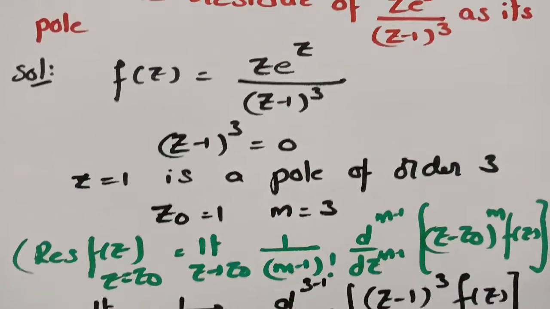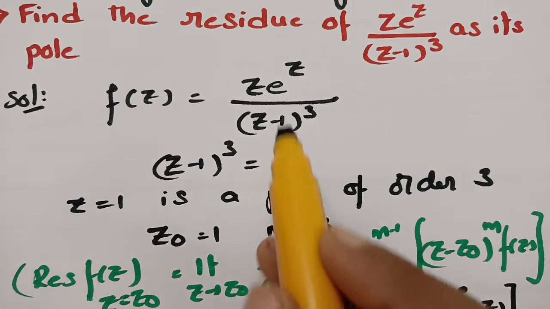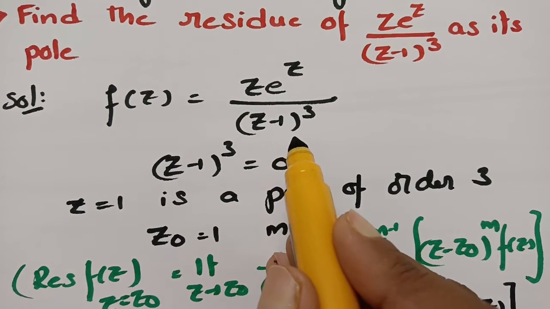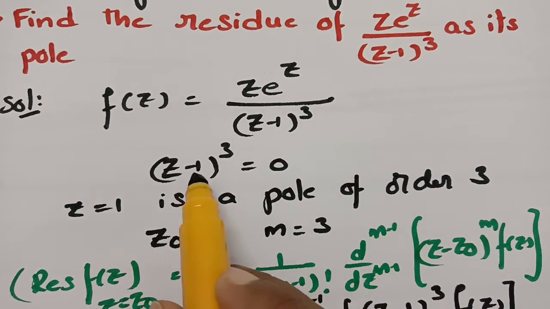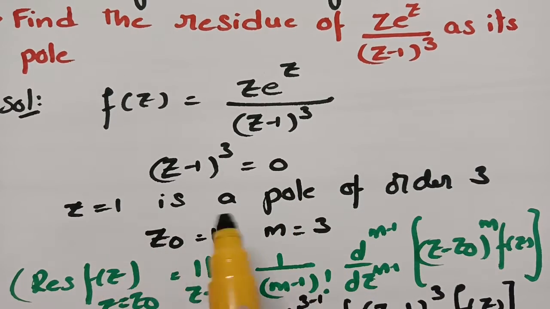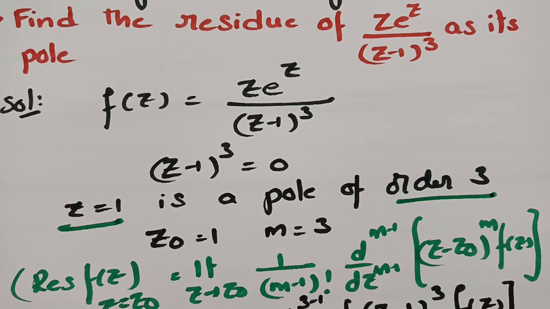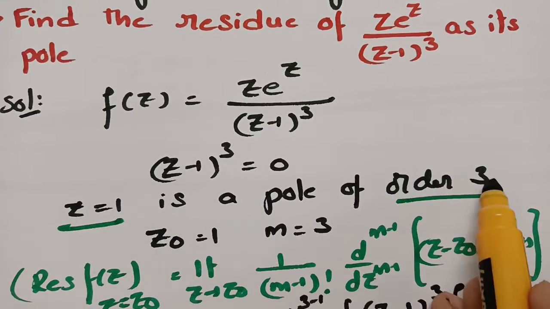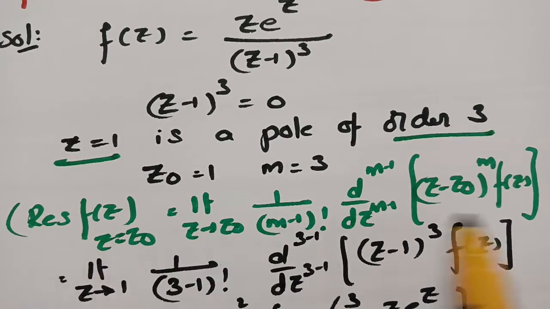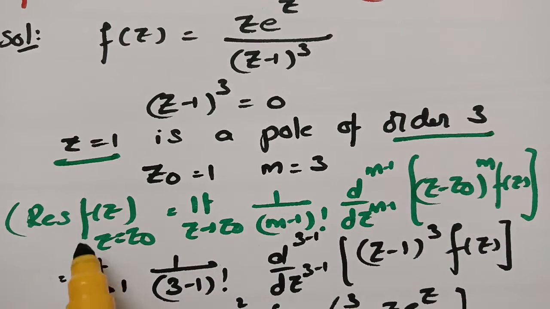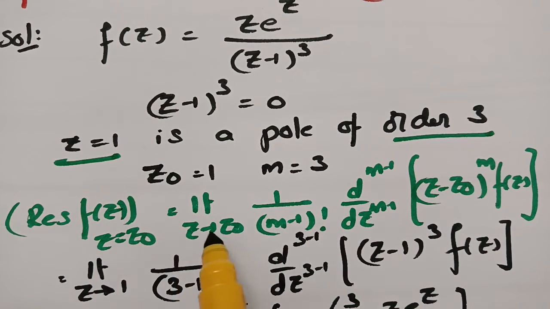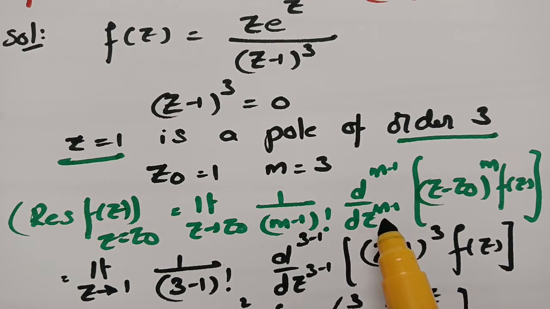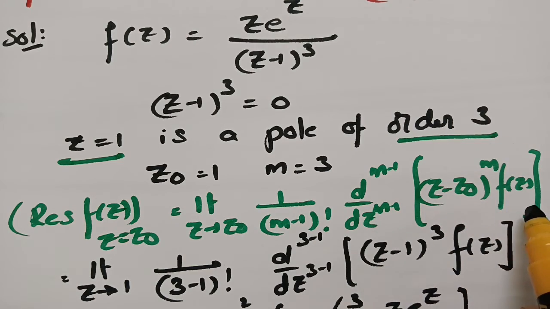And let me explain you once again. Here the question is given as f of z is equal to z into e power z by (z minus 1) whole cube. In order to get a pole, we have to equate the denominator to 0. So (z minus 1) whole cube is equal to 0. So clearly, z is equal to 1 is a pole of order 3. Therefore, we have to take the point z0 as 1 and the order value m is equal to 3. So here is the formula. In order to find the residue, that is residue of f of z at z is equal to z0 is equal to limit z tends to z0 of 1 by (m minus 1) factorial into d by dz power m minus 1 into (z minus z naught) power m into f of z.